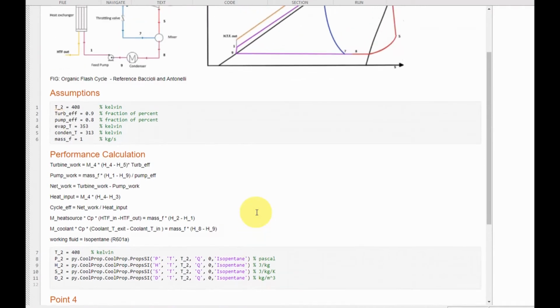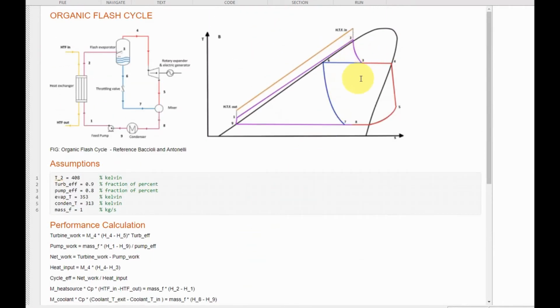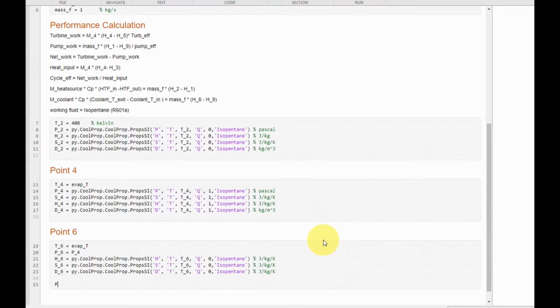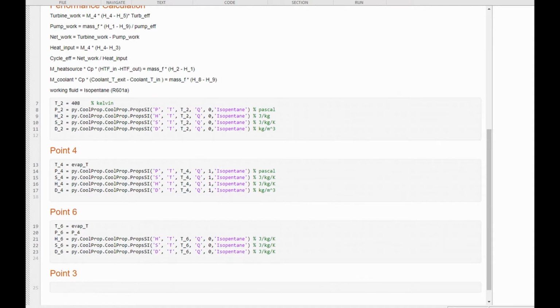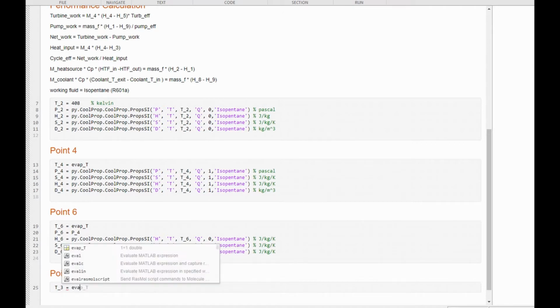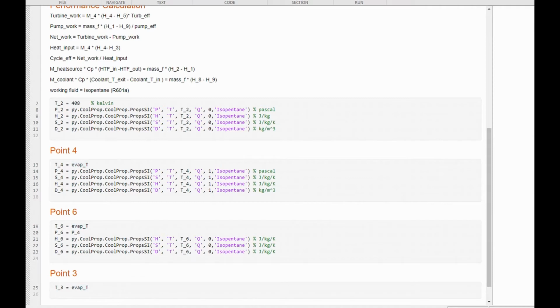Then we can now calculate the properties at point 3. So I change this to point 3. So at least we know that at point 3, our T underscore 3 again is equal to the flash evaporator temperature. We know that our P underscore 3 is equal to P underscore 6, which is also equal to P4.